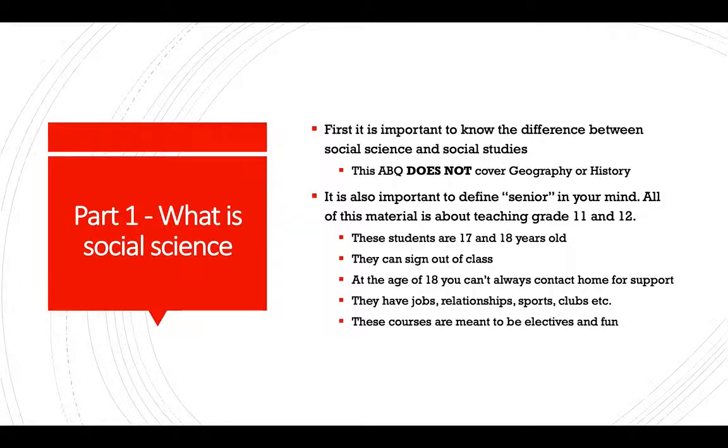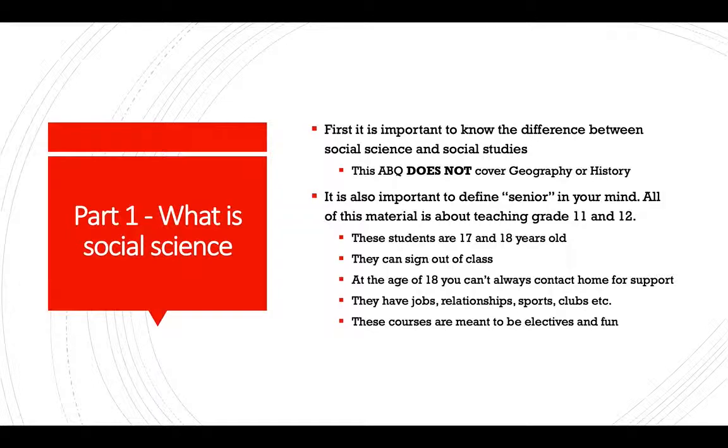So they have the ability to sign out of class, sign out of school. They may or may not come to your class often. When they're over 18, we often can't contact home. Sometimes there's a limit on that. Sometimes they're not even living at home. They honestly have jobs. They have relationships. They're in sports. They're in clubs. Their home time is very limited.